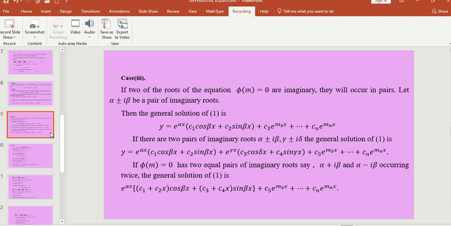Now consider case 3. Here the roots of the equation are imaginary. Then they will occur in pairs. So we assume that if α + iβ is one of the roots, then α − iβ is also another root. So we have y = e^(αx)(c1 cos βx + c2 sin βx) + c3 e^(m3 x) + ... + cn e^(mn x).